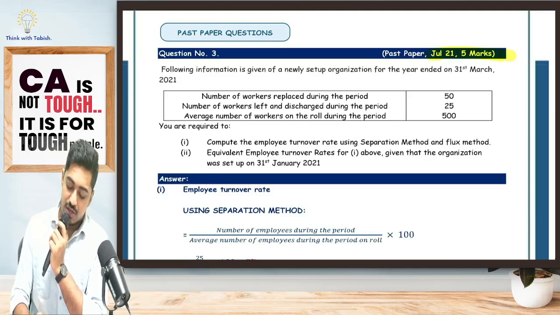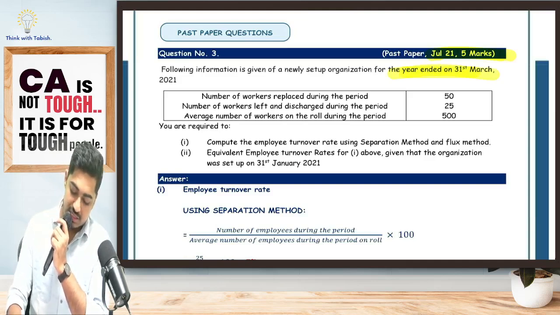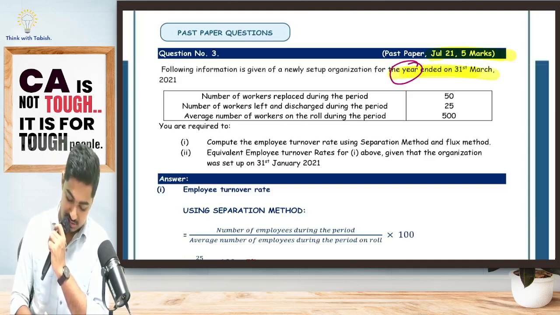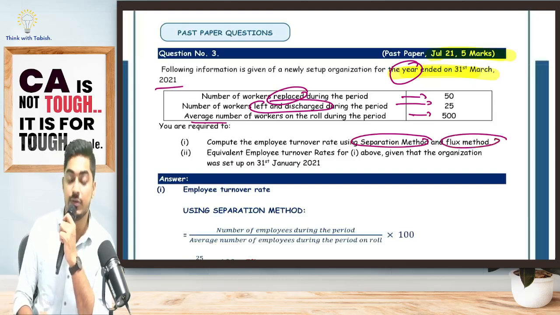Look at this, everyone. Following information is given of a newly set up organization for the year ended. Number of workers replaced is given. Left and discharged, separation is given, average is given. Calculate employee turnover rate using separation method and flux method. Oh my god, very difficult.